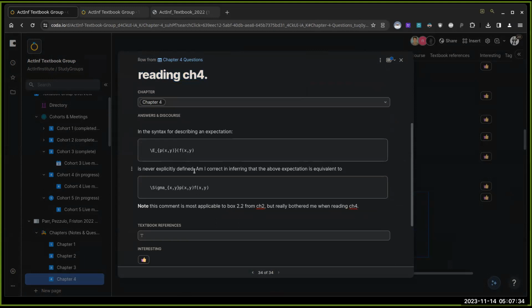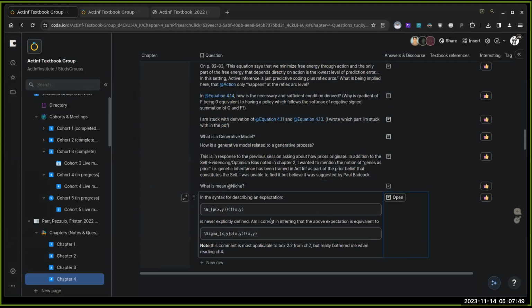In the syntax for describing expectation, I tried to make these render as LaTeX, but I ended up just messing up the entire column. So I'm done with that. No, it looks good. I like it with the code blocks.